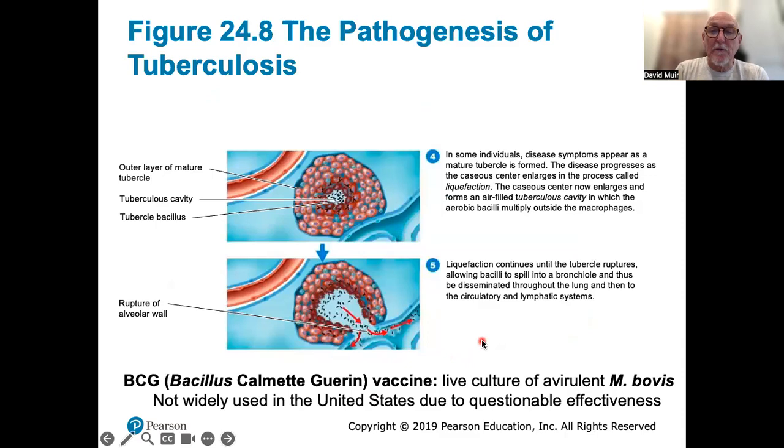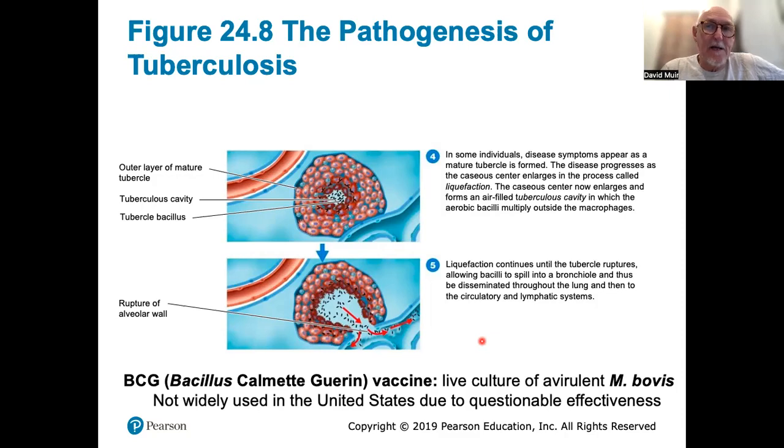So I just want to tell you that this is a very virulent disease. Even though it reproduces slowly, it causes massive damage to tissue. It can spread then to the rest of the body. It can appear in virtually any tissue, in which case it's called miliary tuberculosis.